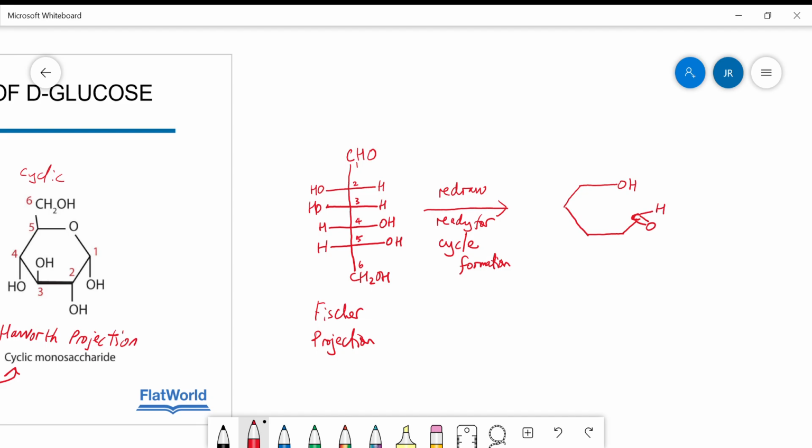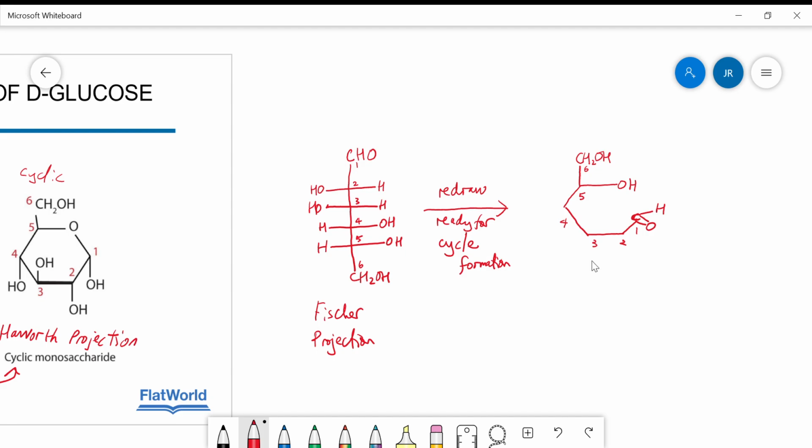So we've kind of curled it round. This is now carbon 1, carbon 2, carbon 3, carbon 4, carbon 5. We've got carbon 6 up here. Okay, so it's important to keep track of your carbons. So I've redrawn it ready for cyclization.